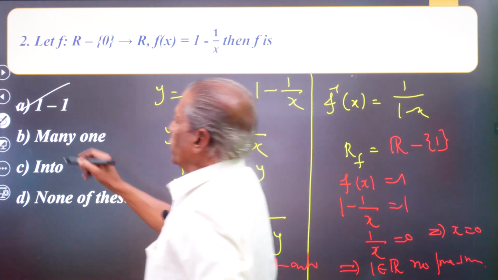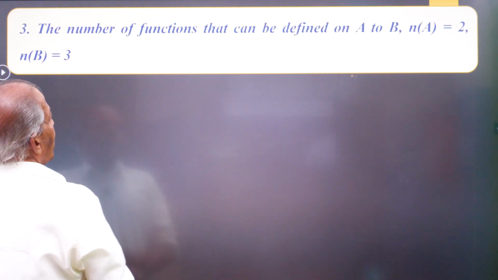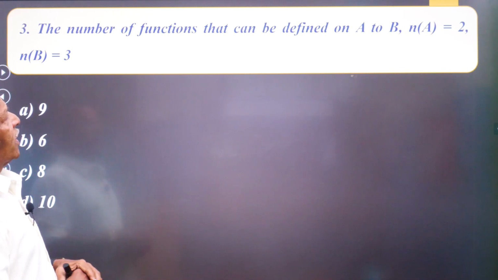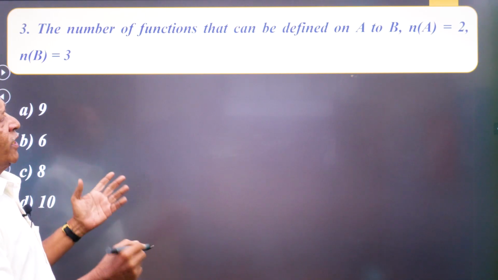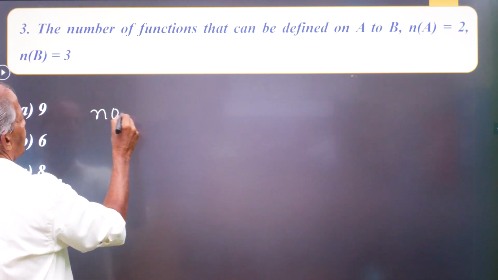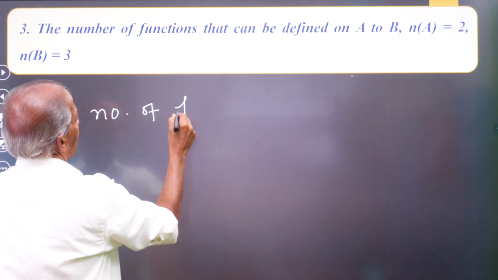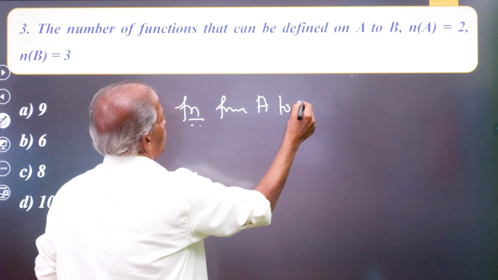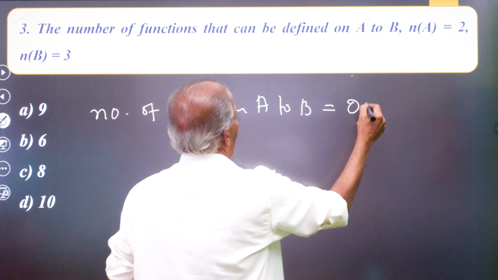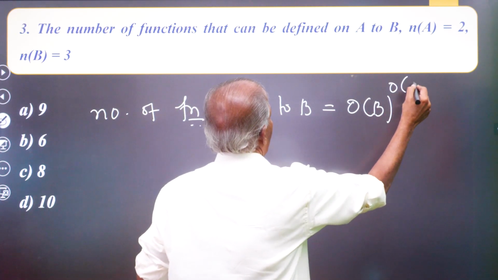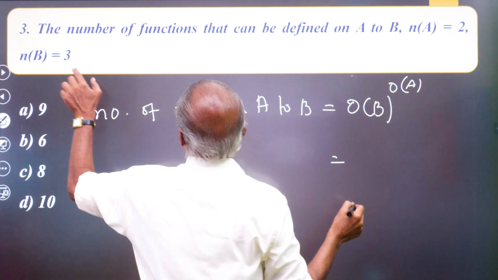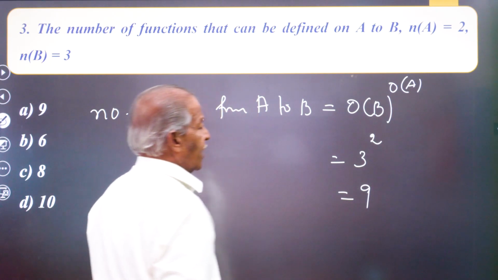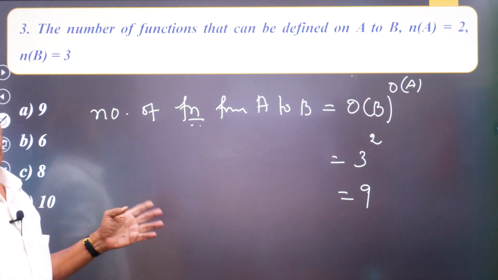Okay, let's go to the next one. The next problem is very simple. The number of functions that can be drawn from A to B. Very simple. The number of functions from A to B is given by the formula order of B to the power order of A, where order of B equal to 3 and order of A equal to 2. The answer equal to 9. 9 functions can be drawn from A to B.